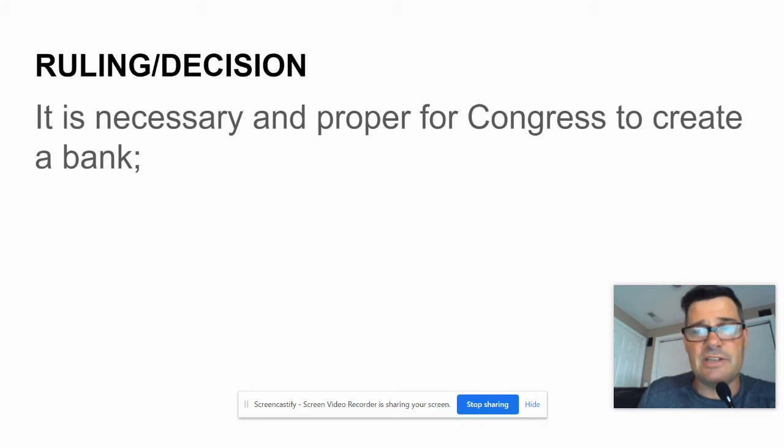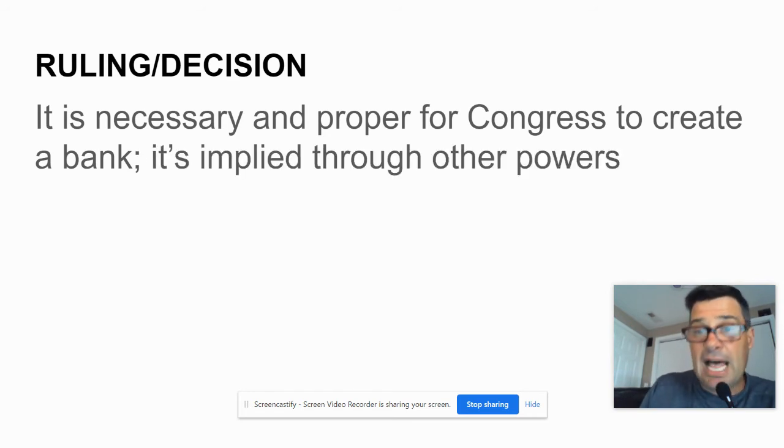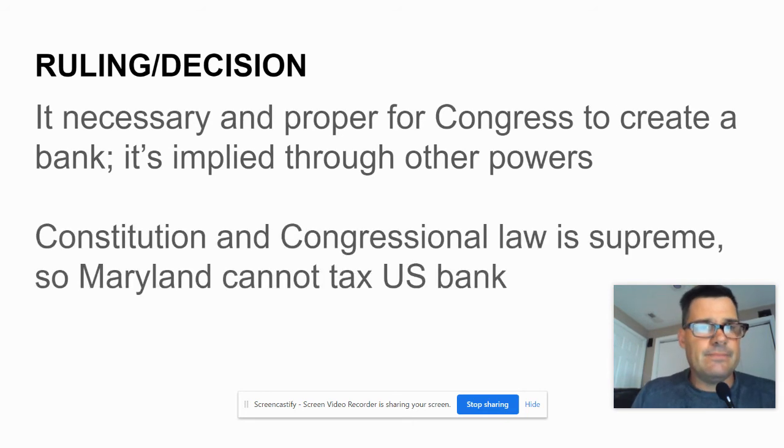So there's a necessary and proper clause. Congress has to create a bank because it has all these different enumerated powers that deal with money. And so it would be necessary to create a bank to do those powers. So it's implied through other powers. This is why we talked about implied powers versus enumerated powers. The enumerated powers are create a currency, set the value of that currency, borrow money, all these different things the federal government can do. And then it's implied through them that, the Supreme Court says, you can make a bank, a national bank.